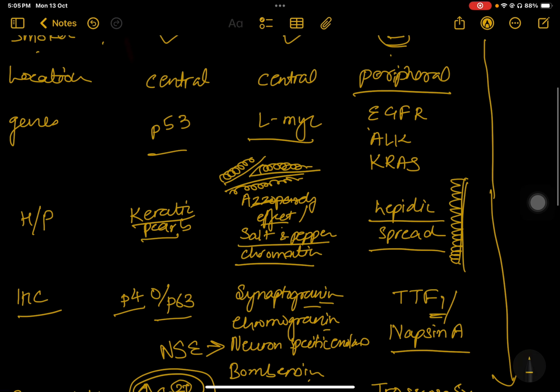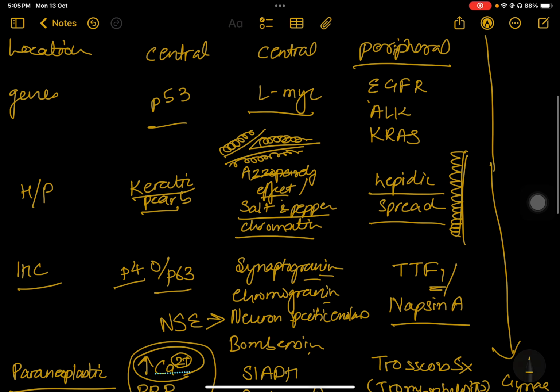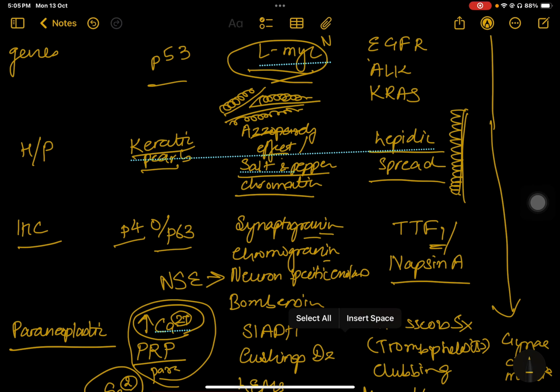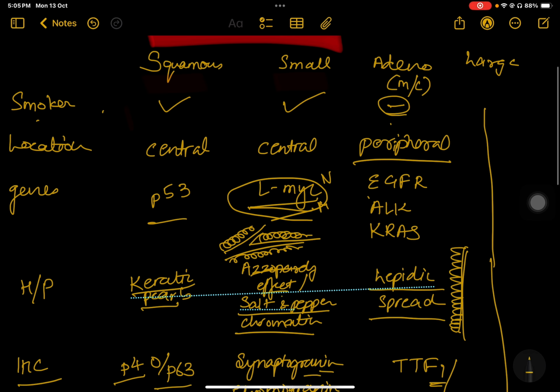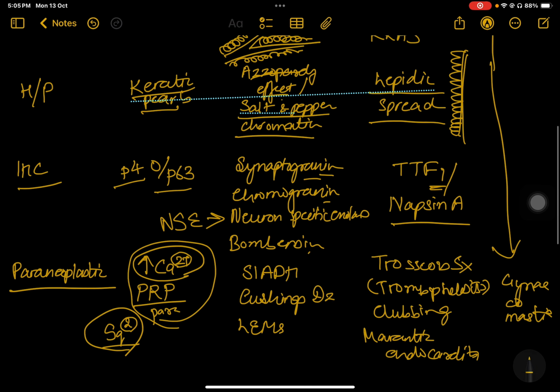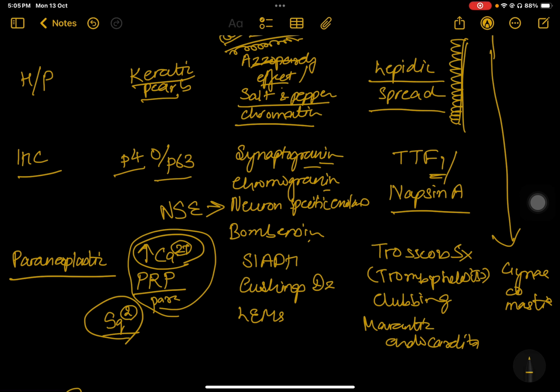Coming to your neuroendocrine tumor, your small cell, which is L-MYC positive. You also know there is an N-MYC, and also C-MYC, which we will learn in different endocrine tumors. But for here, L-MYC is for your small cell because it has two L in the name. So that has many paraneoplastic syndromes such as SIADH, Cushing's syndrome, and Lambert-Eaton syndrome. Lambert-Eaton syndrome shows symptoms opposite to that of myasthenia gravis.